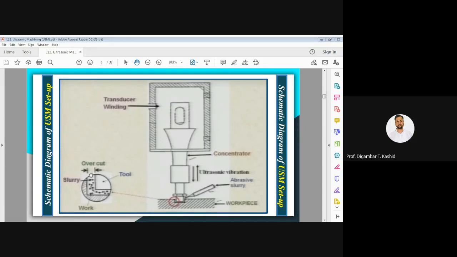Whatever shape you want on your workpiece, the same shape, or we can call it the inverse replica of your cavity, you have to give on your tool firstly. Because if you give that inverse replica to the tool, then and only then it will be produced on your workpiece.